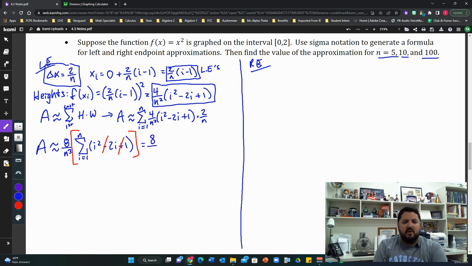So this will turn into 8 over n cubed times, and then on the inside, I will have the sum from i equals 1 to n of i squared, that's my first term, minus, because there's a minus there. Now this 2, that coefficient, if I put 2i inside, then I can't use my formula. But that 2, again, is an extra factor that I can pull out in front. So we end up with 2 times the sigma from i equals 1 to n of just i. And then my constant is going to get its own sigma down there at the end, i equals 1 to n of just 1.